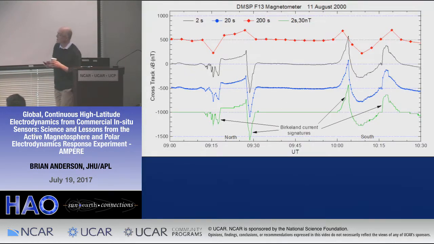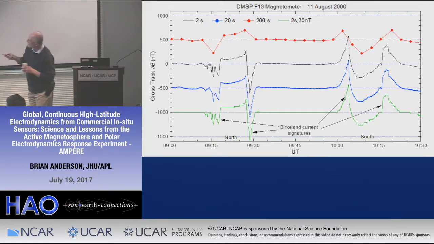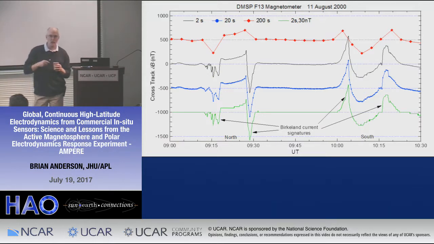Here's an example. This is original DMSP F13 magnetometer data. If I decimate that to 30 nanotesla resolution and one sample every 200 seconds, that's what you get. You can see you completely missed this, and you also completely missed that at that time resolution. That's the problem with that sparse pattern that I showed before. It's just not often enough.